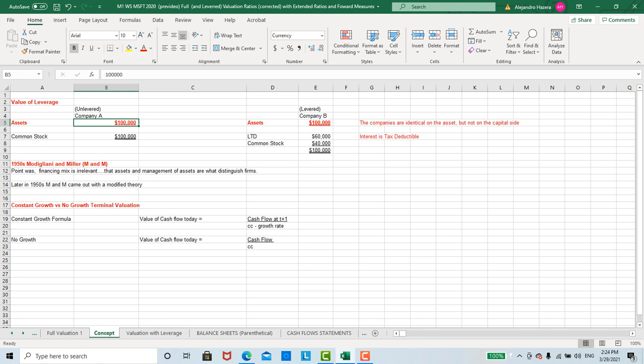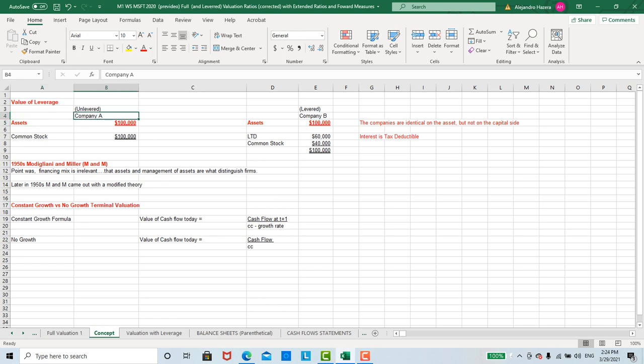You can finance them with common stock. You can finance them with all debt. You can finance them with a combination of common stock and long-term debt. But ultimately, it's the assets and how they're managed that counts. And that was the point. Okay, and so here's basically what they said.